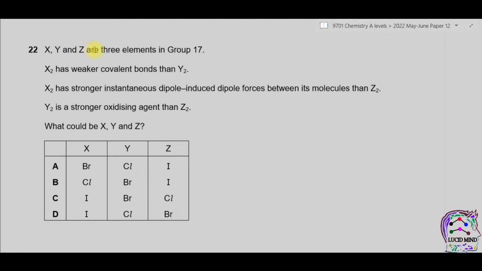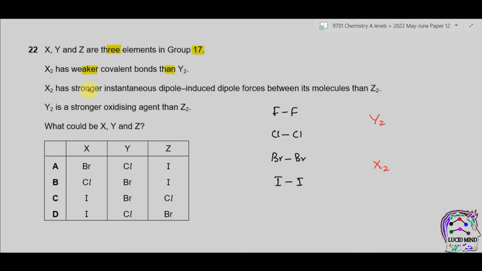Question 22. X, Y and Z are three elements in group 17, which is the halogens. X2 has weaker covalent bonds than Y2. Let's see, in halogens we have fluorine, chlorine, bromine and iodine. Now fluorine has the strongest bonds. So it says X2 has weaker covalent bonds than Y2. It means X2 is below and Y2 should be above. So we can write Y2 and X2.